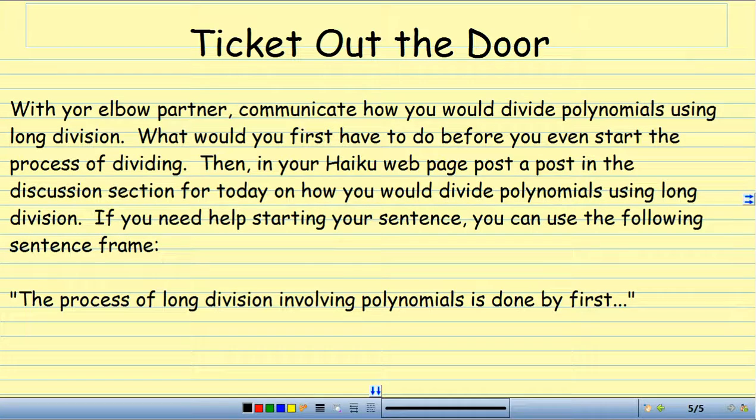All right. So we have a ticket out the door. With your elbow partner, you're going to communicate how you divide polynomials using long division. What would you first have to do before you even start the process of dividing? I want you to document. You can use generalities, but you can tell me what the steps are. So I want you to document this in your Haiku Learning account. You're going to make a new discussion. If you need a sentence frame to start you off, you can start off with the process of long division involving polynomials is done by first... You fill in the rest with your words.